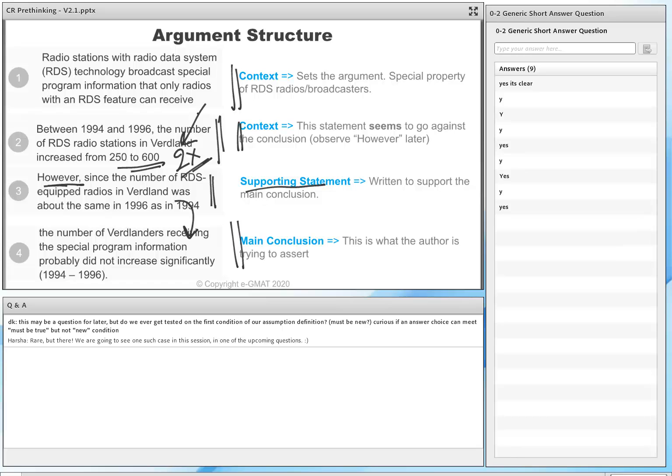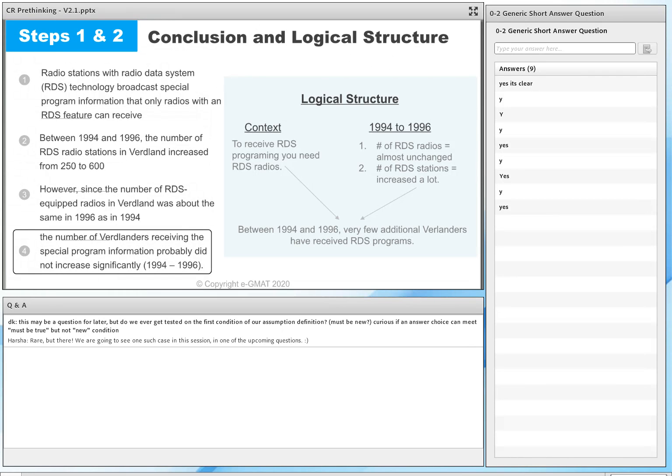Statement 1 gives us the context. Actually, this is not context. This should be a counter premise actually. Statement 1 says that, hey, if you need to receive RDS programming, you need to have a transmitting station and you need to have a receiving radio, both of which should have that technology. It has to be a mated system. Everything clear? Is that clear? Just the logical structure.